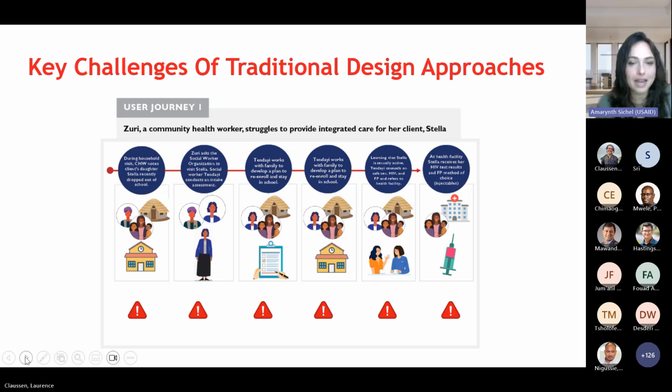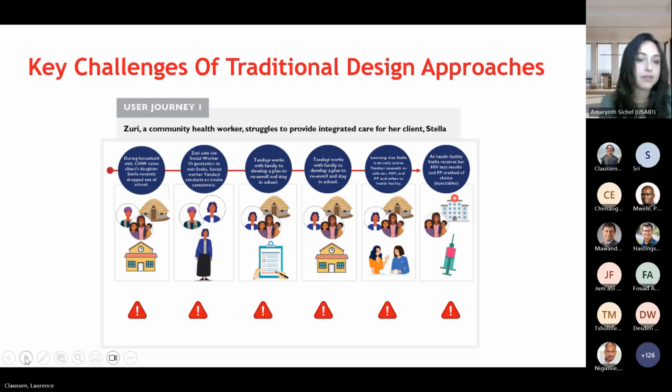Tendai covers a really wide catchment area, so she's not able to check back in on Stella for a while. She's hoping that Stella went to the health facility, but she's in the dark. She doesn't know if that happened or not. And it's over a month before she can go and check in and see if Stella got the care that she needed.